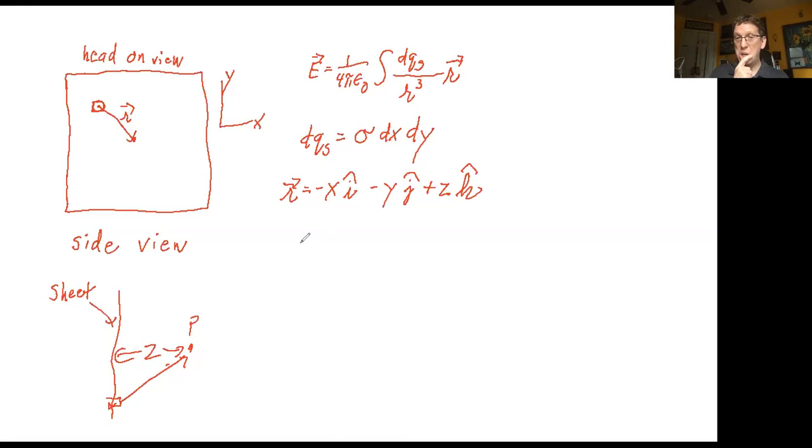Now, the magnitude of r is equal to the square root of x squared plus y squared plus z squared. And again, that comes from the Pythagorean theorem. And if you're talking about the squares, the fact that you have negatives here doesn't matter. So now we can set this up.